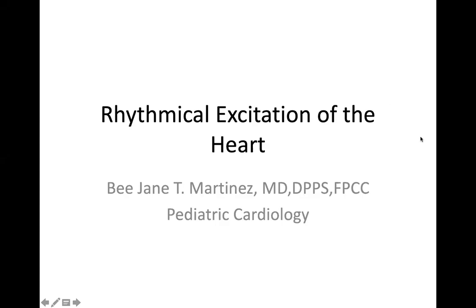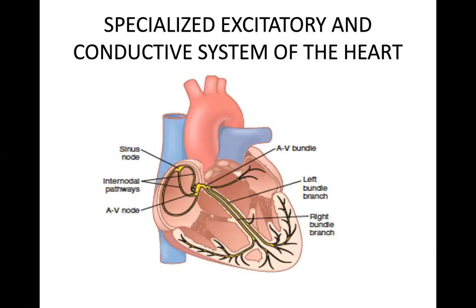Okay, so our topic is rhythmical excitation of the heart. So this is the specialized excitatory and conductive system of the heart. When this system functions normally, the atria contract about 1/6 of a second ahead of the ventricular contraction, which allows filling of the ventricles before they pump the blood through the lungs and peripheral circulation.